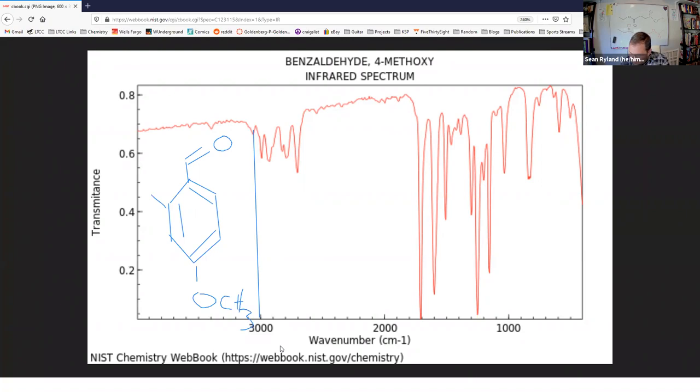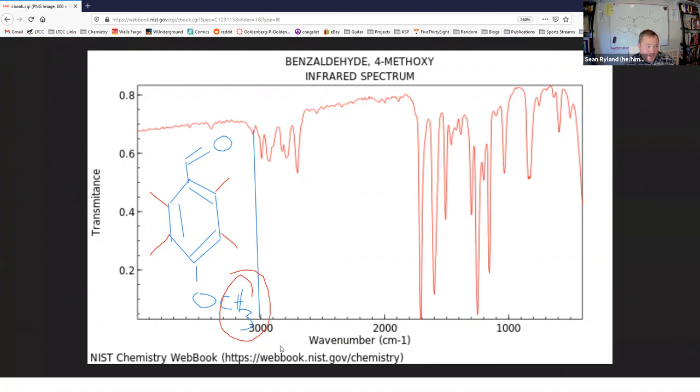These hydrogens, and let me go back, switch color. The hydrogens that I drew in red are the ones that are going to show up to the left of that 3000 mark. The peaks to the right of that 3000 mark are going to be the methyl hydrogens at the bottom, because that's an sp3 carbon. So you should see both. If you have a benzene ring, you should see both of those.